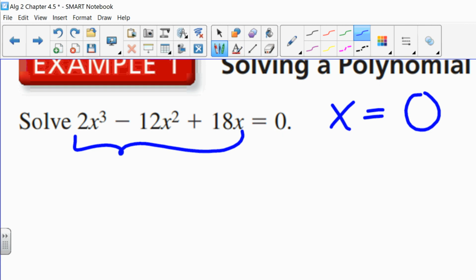Do we have any constant terms? Do we have any numbers without a variable? No. So if I plug 0 into 2x cubed, this is going to become 0, yes? If I plug it into negative 12x squared, it would be 0, and negative 18x, 0. And if I add all those together, I get 0. So if we have a higher degree polynomial equation that just has variables, and we don't have a constant term, a number without a variable, we should expect one of the answers to be 0. Okay.